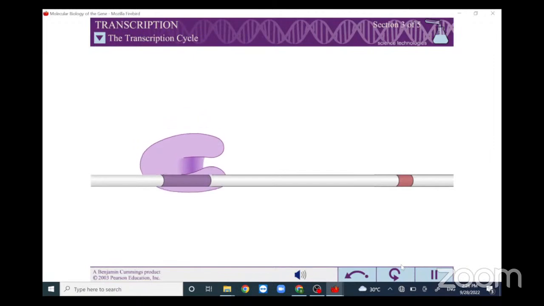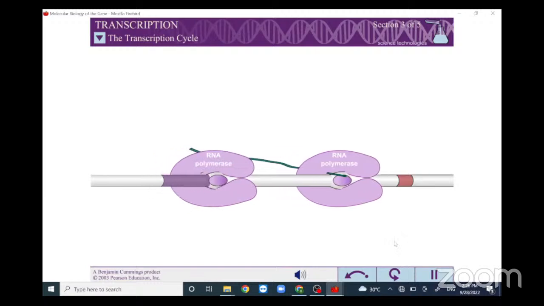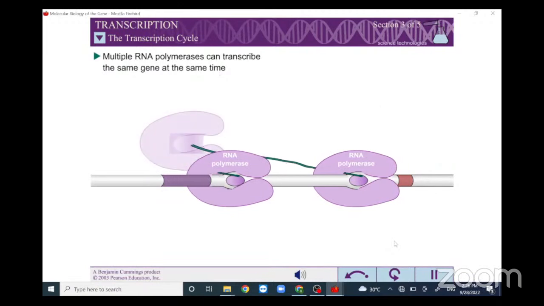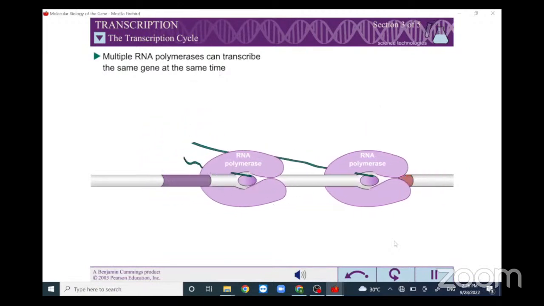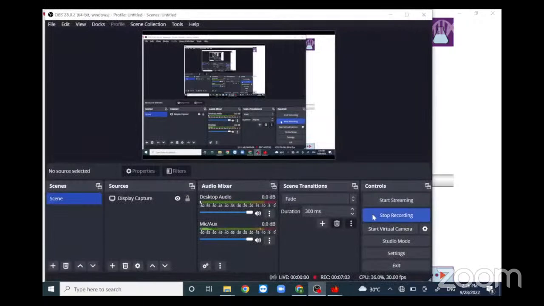Okay, so this is your entire transcription. It starts with RNA polymerase and primers, first you have your initiation phase, then you have elongation phase, then you are going to have termination phase. Similarly, multiple RNA polymerases can transcribe the same gene at the same time. So a cell can synthesize a large number of RNA transcripts in a short period of time. With this, we are completing this entire RNA transcription.